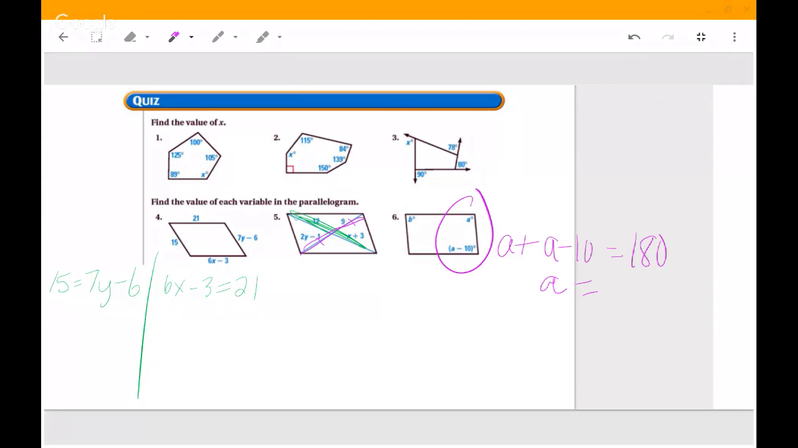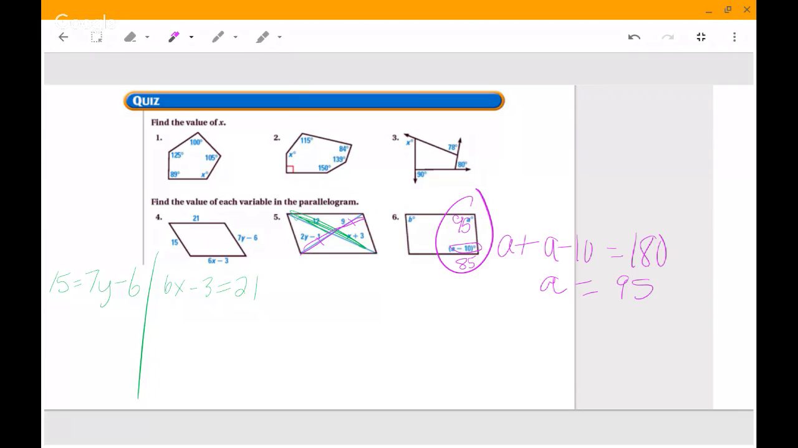What'd you get for A? I got 95. You got it. Sorry, I didn't hear you if you said it. He's being really loud. Okay, so A is 95, so that means this angle up here is 95. This angle down here is 95 minus 10, so it's 85. So how much is B? Plus 10. B is equal to 80. You got it. Very good.